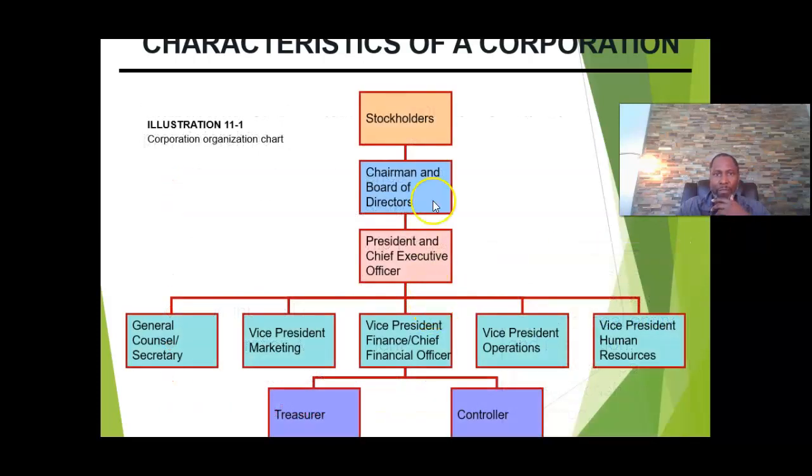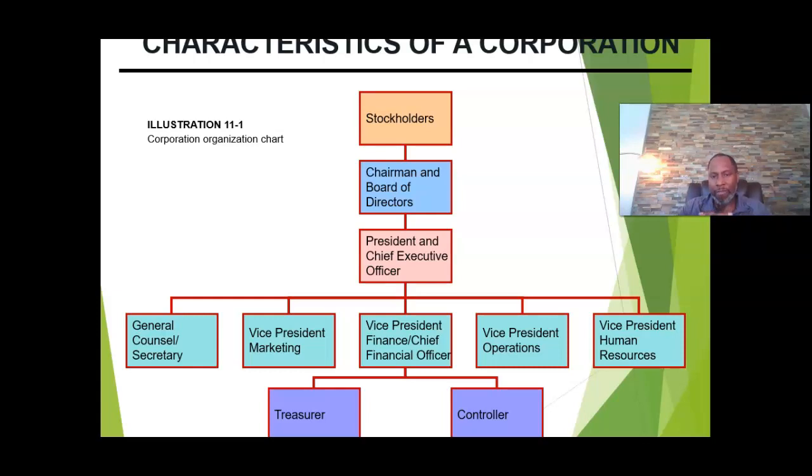So we discussed that already. Next, you have the typical structure of a corporation. This is the org chart for a corporation. But notice who's at the top. Yes, it is the stockholders. Because as a stockholder, you have certain rights.